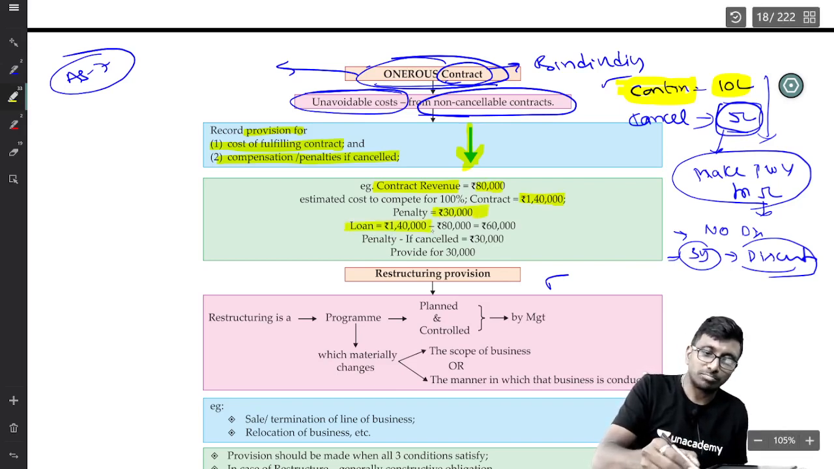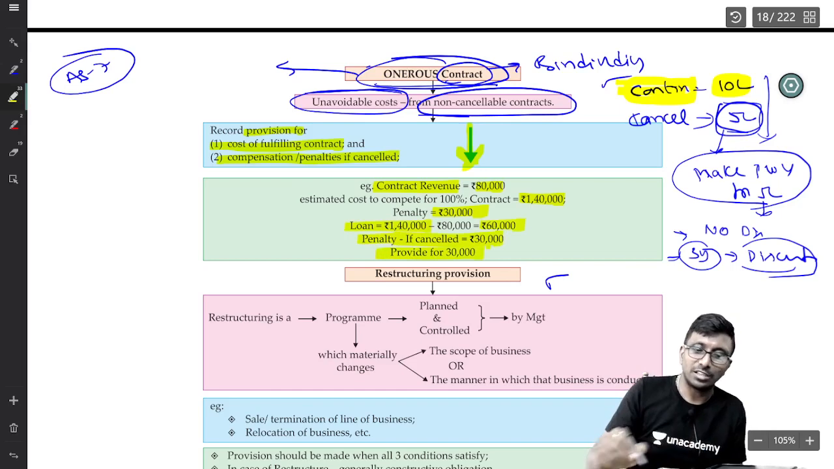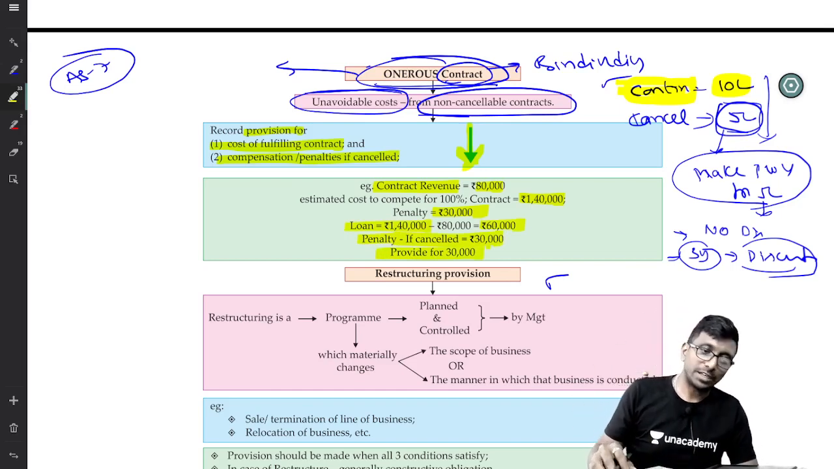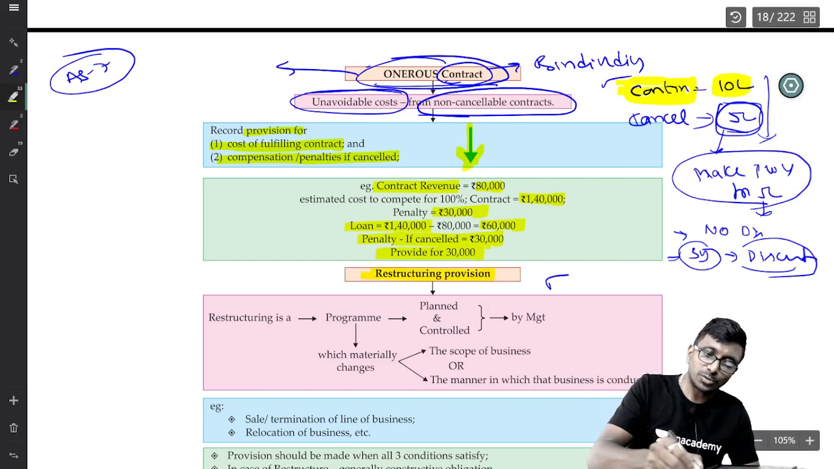So the loss amount is 60,000, and the penalty will be 30,000. Which is lower, 60 or 30? 30 is the cheaper one, so we'll make a provision for that. Done. And as I said, the restructuring provision.